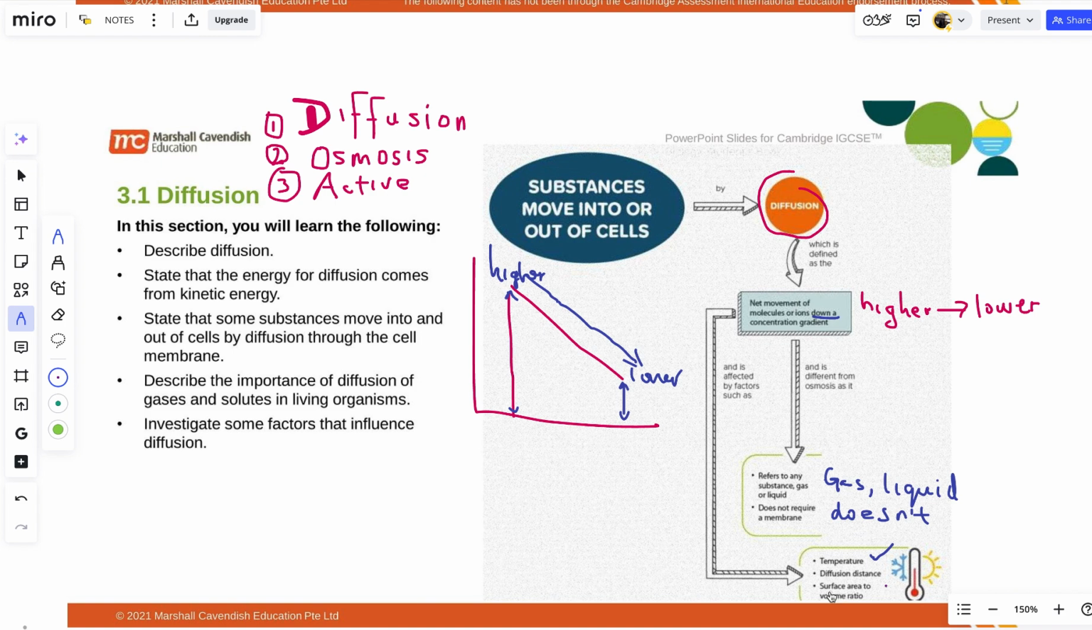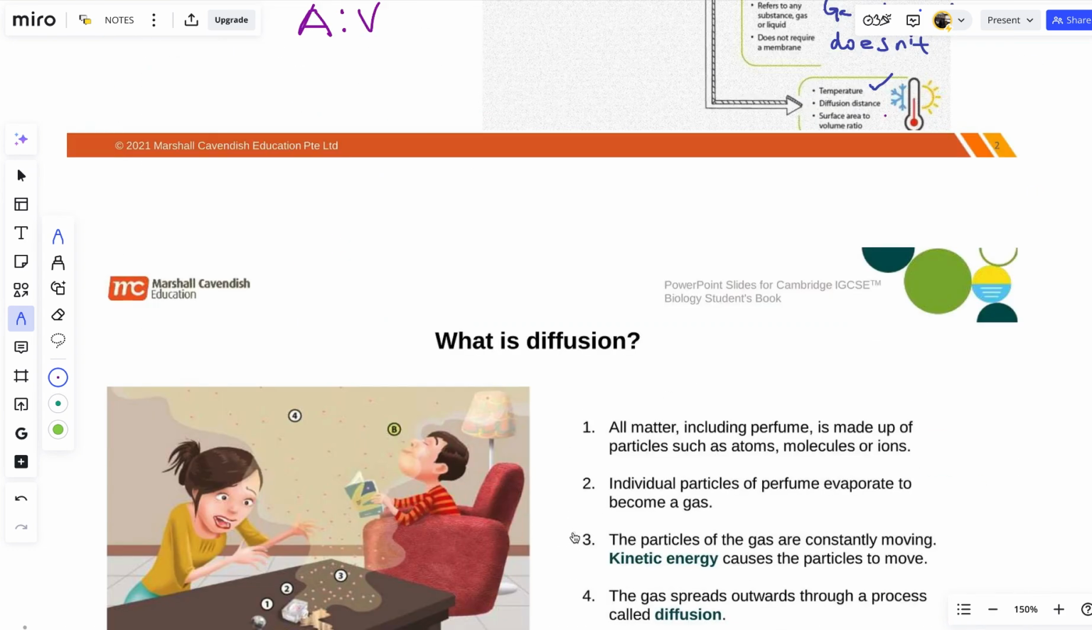Another one is the surface area to volume ratio. What do we mean by that? I'm going to come to that, and I will use a diagram to explain this one. I will show you a picture or a diagram to explain surface area to volume ratio.